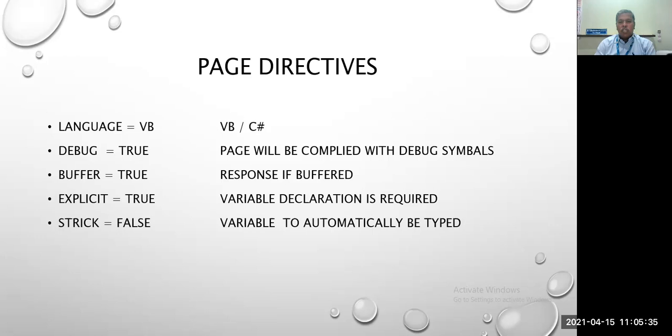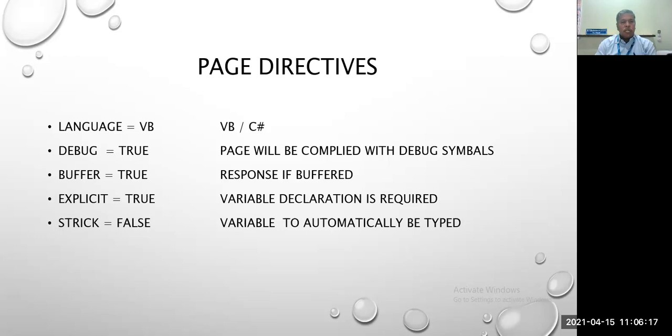Buffer equal to true means the response is buffered, so we can get the responses one by one. Then explicit equal to true. This is the Option Explicit you have already studied in Visual Basic. Option Explicit is a keyword that compels us to declare variables. We know the difference between declaring a variable and using a variable without declaring it. If you want to make declaration a must, then you have to make it explicit equal to true. Otherwise, you can make it explicit equal to false.